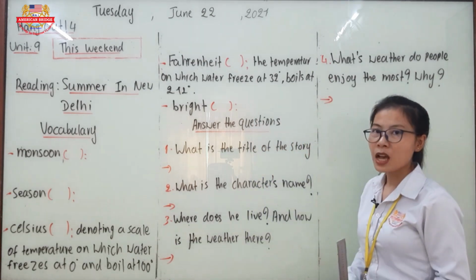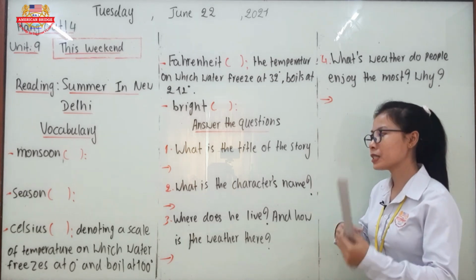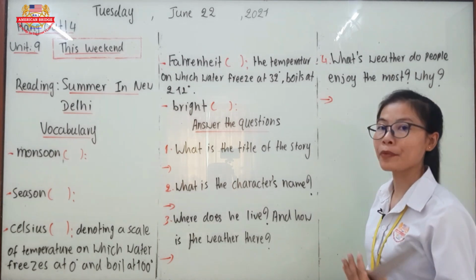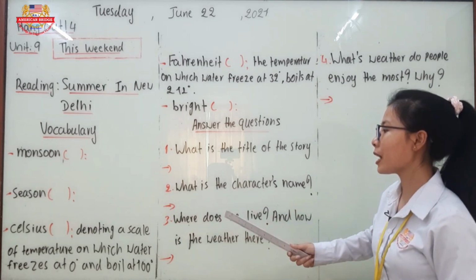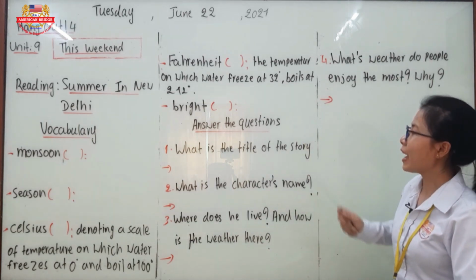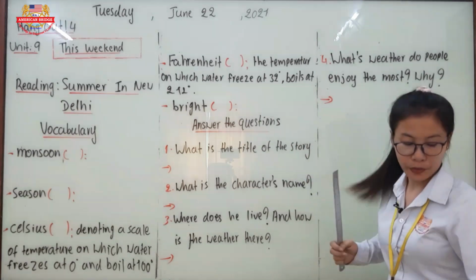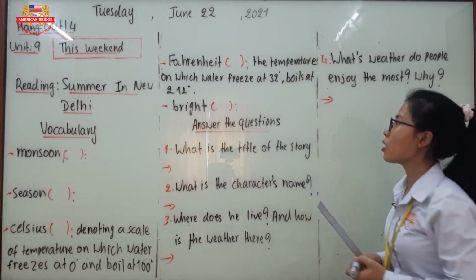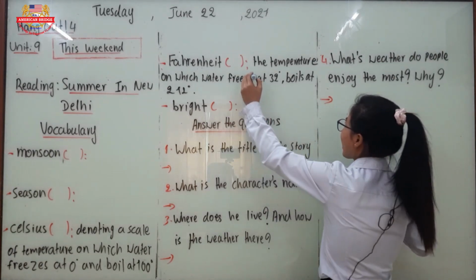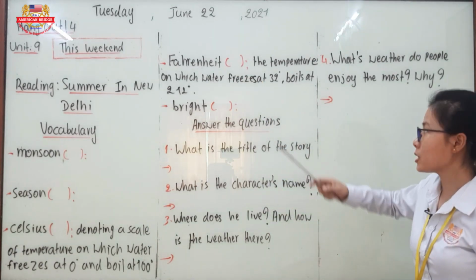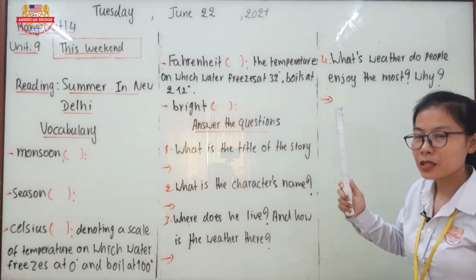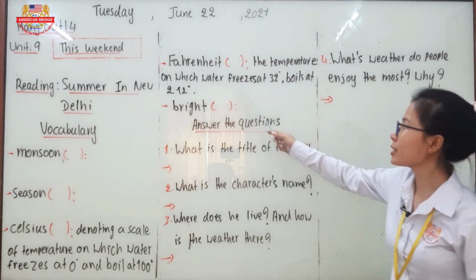So let's go to Fahrenheit. Fahrenheit is a little bit different from Celsius. It is also temperature, the same, but the difference is how to calculate the number of the temperature. For Celsius, water freezes at 0 Celsius, right? But for Fahrenheit, on which water freezes at what? At 32 Fahrenheit. So when the water freezes at that number, we call this one Fahrenheit.